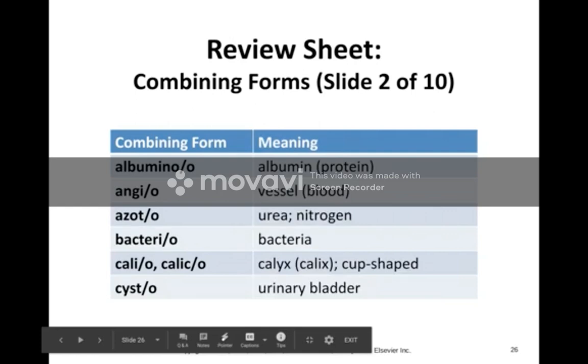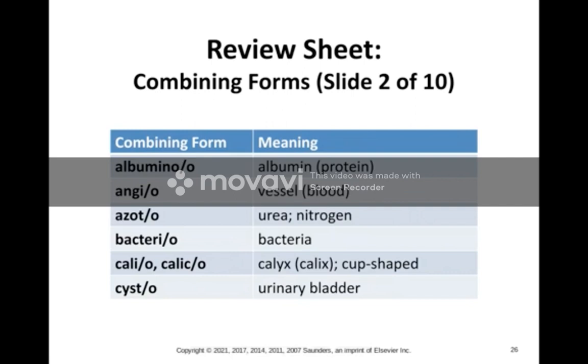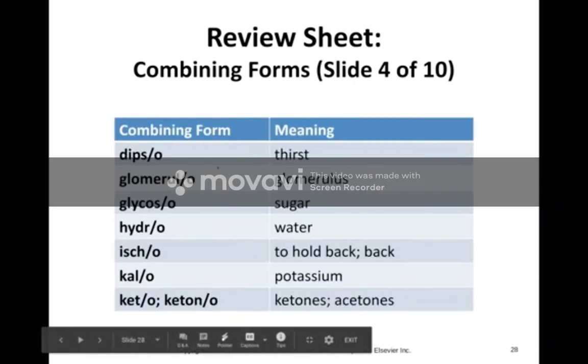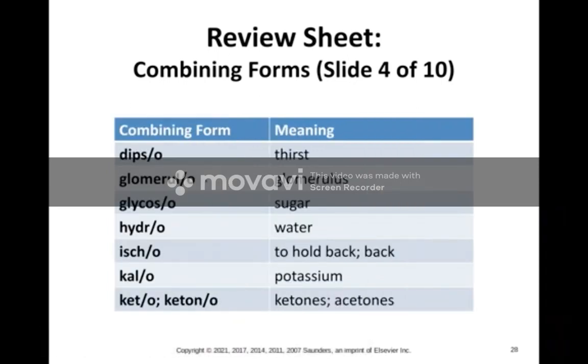Albumino, which means albumin or protein. Angi or angio is a blood vessel. Azot or azoto is urea or nitrogen. This is review now from the last lesson as well, right? Bacterio, chelio or chelicio, cysto, dipso, glomerulo, glycoso, hydro.